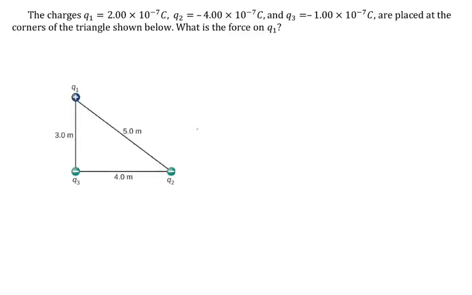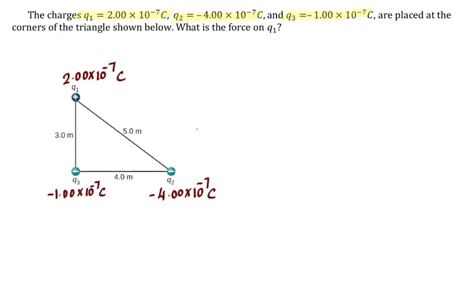In this video, we are going to check how to find the net electrostatic force on a given charge. So here we have got a problem which says the charge Q1, 2 times 10 to the power negative 7 coulomb, and charge Q2, negative 4 times 10 to the power of negative 7 coulomb, and Q3, negative 1 times 10 to the power negative 7 coulomb, are placed at the corners of the triangle as shown below. What is the force on Q1?